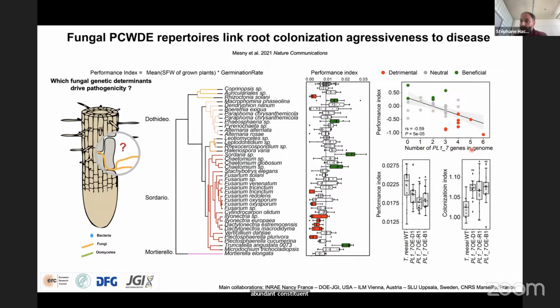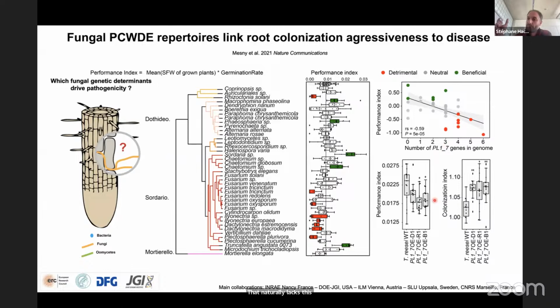So that makes sense: these fungi that are detrimental in monoassociation experiments and that robustly colonize plant roots across Europe are very well equipped with pectin-degrading enzymes. But this is, of course, just a correlation. So the next step for us was to take a fungus, Trichoderma rhizei, that naturally lacks this gene family.